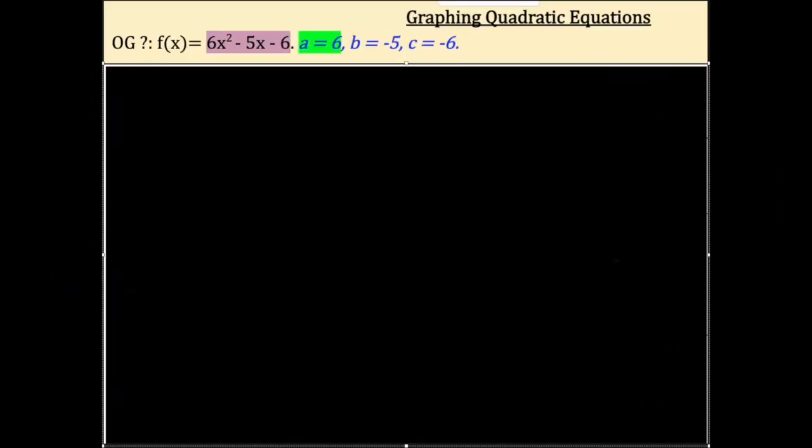Folks, here is a lesson on graphing quadratic functions. Okay, so here is this purple pinkish highlight is your quadratic equation, and here's your A's, B's, and C's. Make sense?